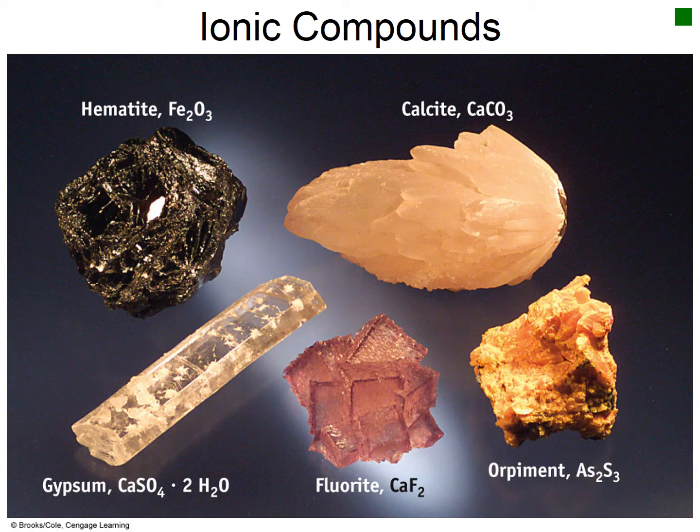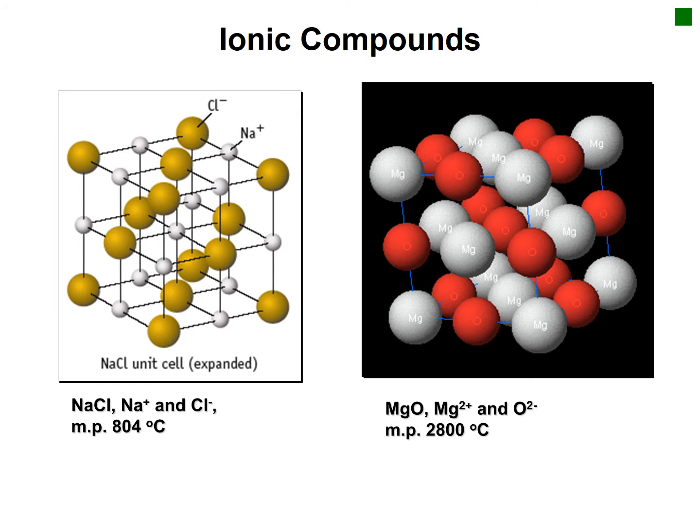So here's some examples of some different ionic compounds. You can see different crystal structures. And here's looking at these sort of extended 3D lattice structures, a couple others. What you'll find with ionic compounds, one of their physical properties is that they have very high melting points. And here you can see for NaCl 804 degrees C, for MgO 2800 degrees C, so very, very high.